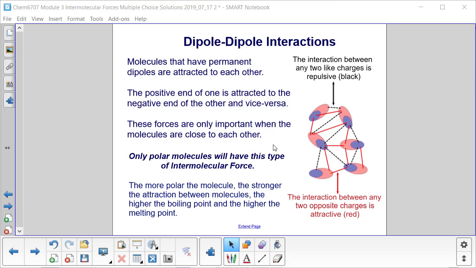So here I have a polar molecule, a neighboring polar molecule, a neighboring polar molecule, a neighboring polar molecule. So we can see the interaction between any two like polar ends is in this dashed line in black. The interaction between any two oppositely charged polar ends is in red, and that allows us to see that dipole-dipole interaction.